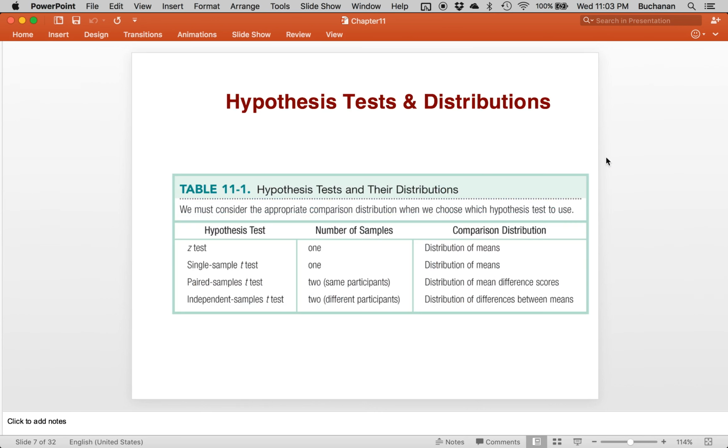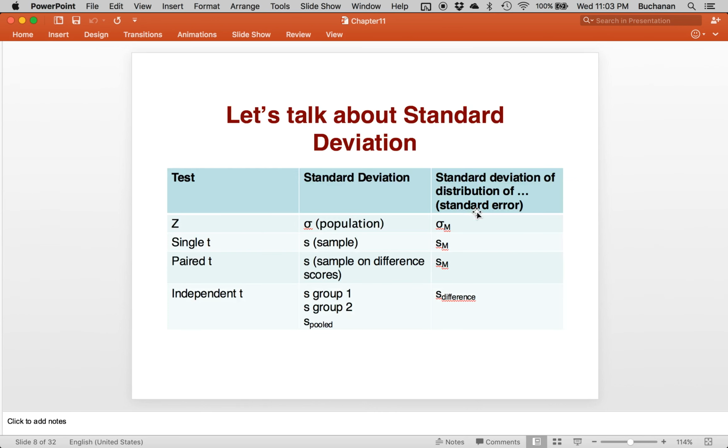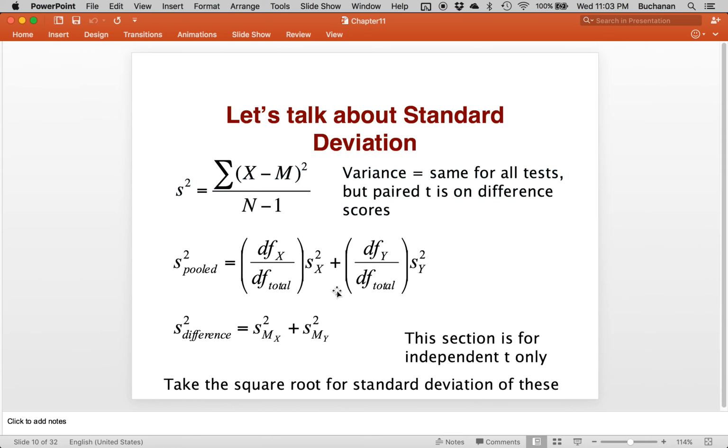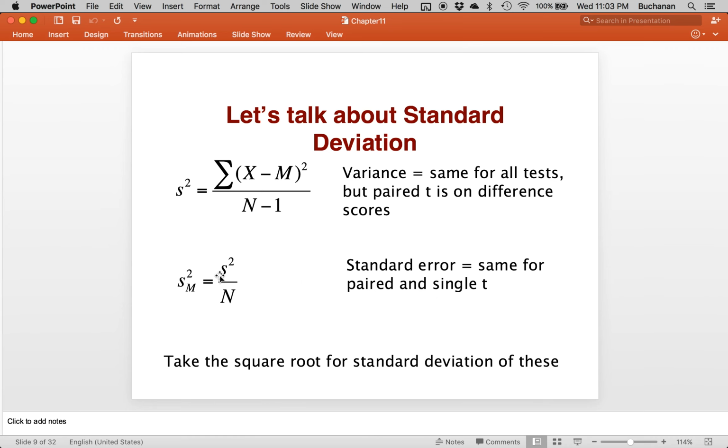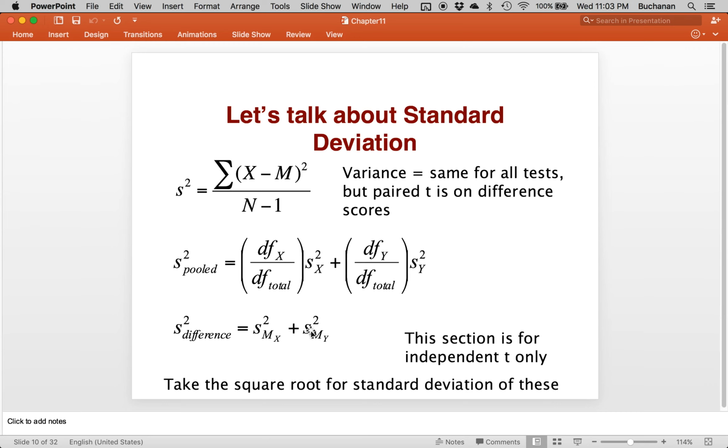So that kind of goes back to this table too. But what S difference does is it takes S_M. Well, where the hell did S_M come from? Because this is S pooled. Let me back up a slide. This is S pooled squared divided by n plus S pooled squared divided by m. It is very tempting to do S pooled divided by the square root of n plus S pooled divided by the square root of m. Don't do that. Wait to take the square root till the end. Okay.